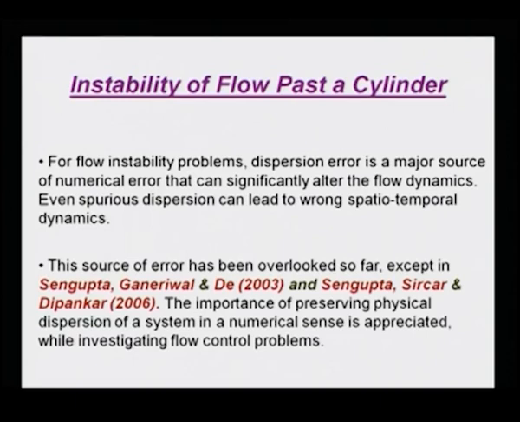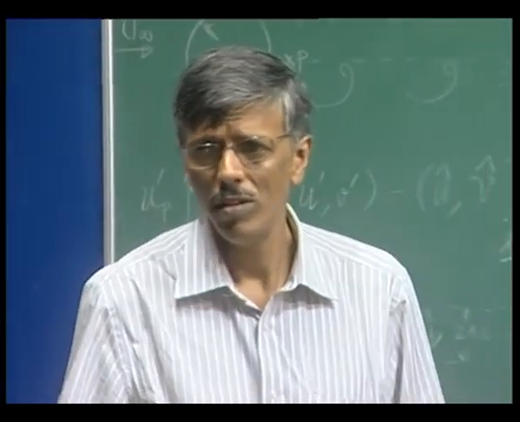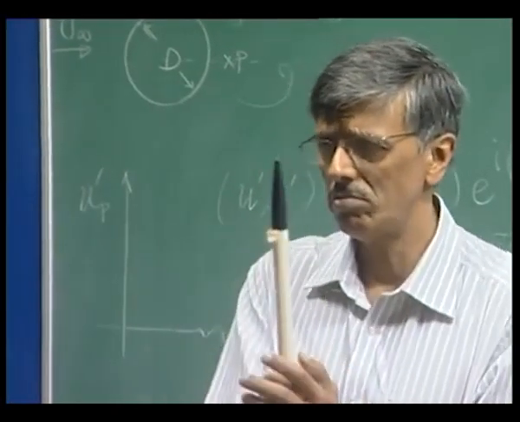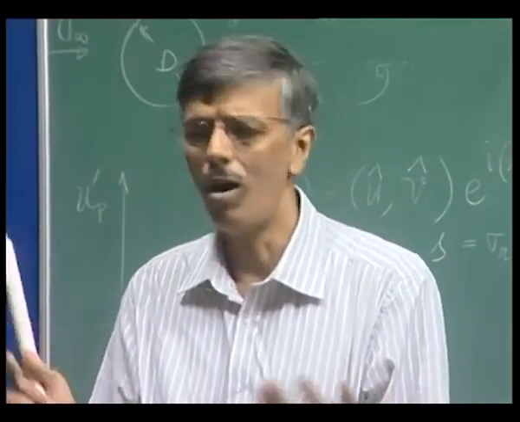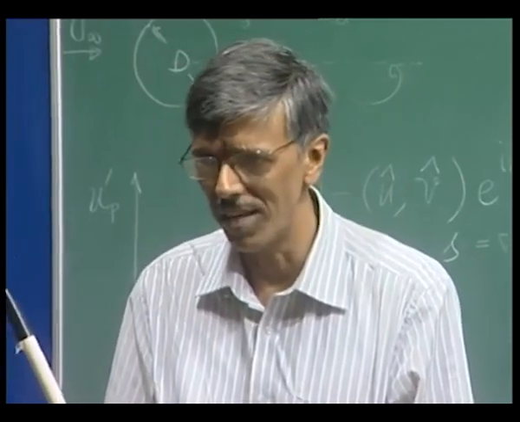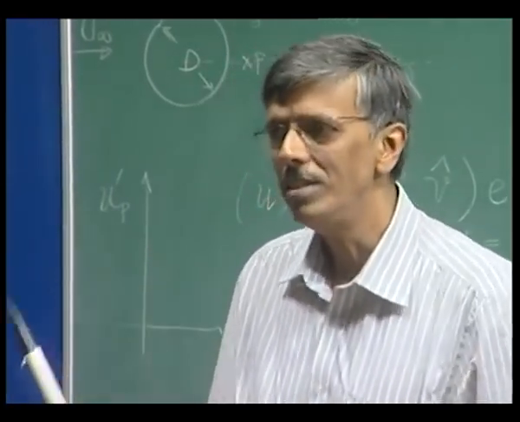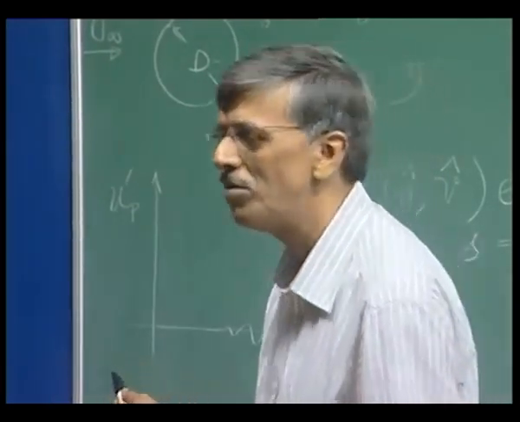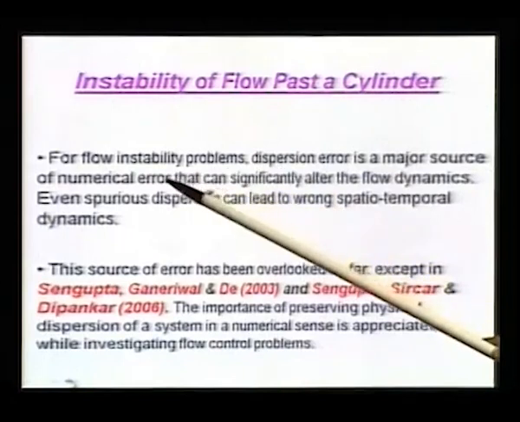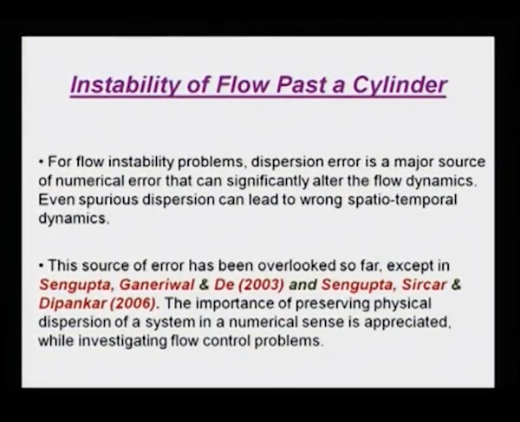dispersion error is a major problem. You see what happens. We are talking about disturbances which are growing, evolving in space and time. How is it related? It's related through the dispersion relation. That's what we have been talking about. Numerically, most of the people were unaware of how this dispersion error affects calculation. That could be a major source of error. We can actually create spurious dispersion, and that can lead to wrong spatiotemporal dynamics.